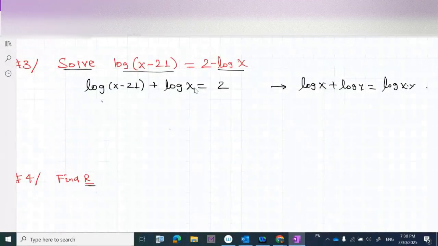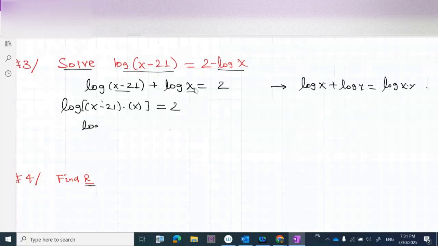So I have to multiply this one with x, and then I have to use one log. So log of x minus 21 times x. This is just 1. I multiply these two, equals 2. So when I multiply x minus 21 times x, this is going to give me log of x squared minus 21x equals 2.